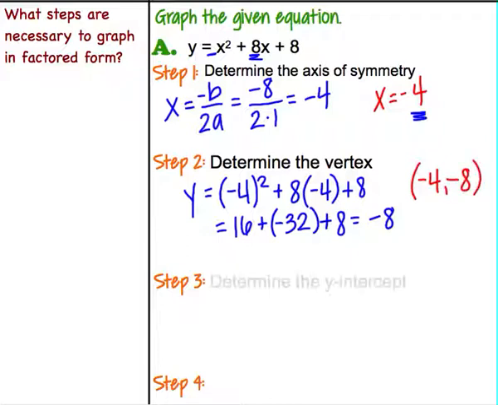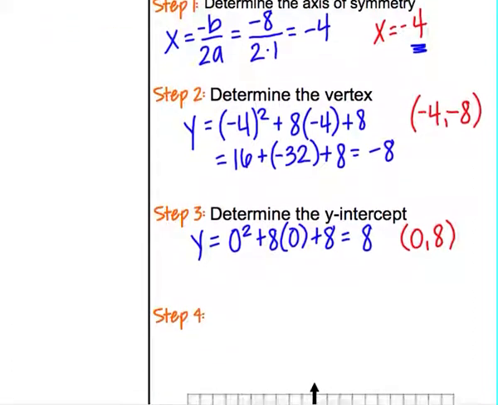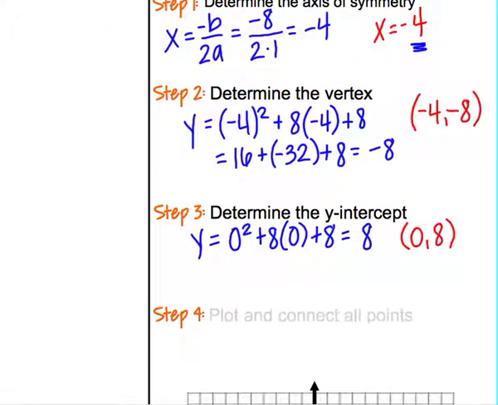For step 3, we are going to determine the y-intercept, which, again, if you recall, we are taking y and setting x equal to 0. So we have y equals 0 squared plus 8 times 0 plus 8. Well, 0 squared is 0, 8 times 0 is 0, 0 plus 0 is 0, plus 8 is 8. Therefore, our y-intercept is going to be 0, 8. Step 4 is then going to be to plot and connect all your points.